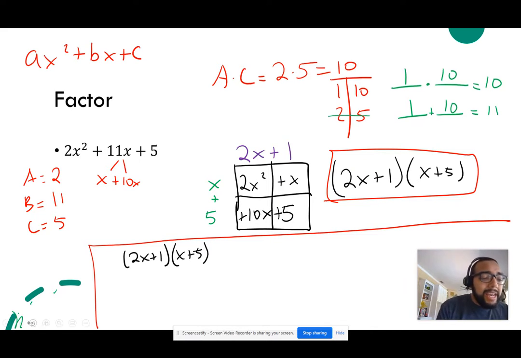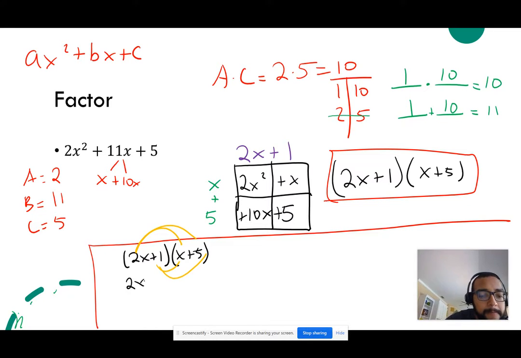So here, let's multiply this by distributive property. You can do FOIL. You can even do another Punnett square to multiply it. Doesn't really matter. That's up to you. I will just do distributive property, which means you take every term and multiply it by the other terms. So 2x times x is 2x squared. 2x times 5 is just 10x. 1 times x is just x, and then 1 times 5 is just 5.